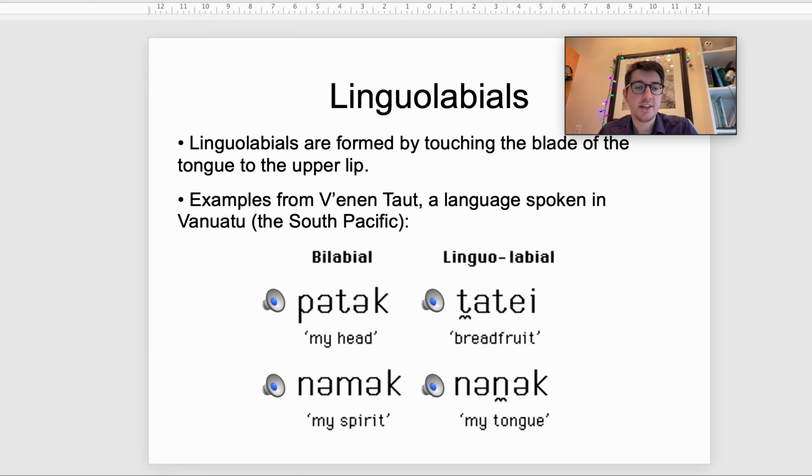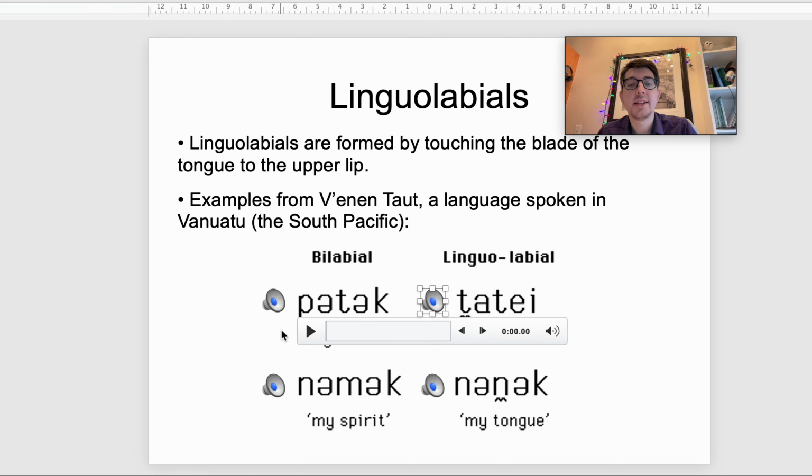All right, and finally, linguolabials. Linguolabials are formed by touching the blade of the tongue to the upper lip. Technically the blade. So you would do this: da. It's not easy, but it can be done. Examples are from Vena'tout, a language spoken in Vanuatu, a very small island in the South Pacific. So you would have something like this.